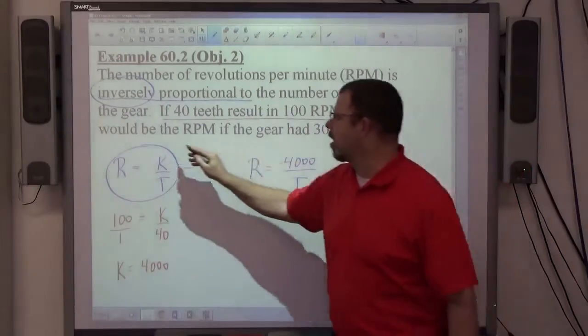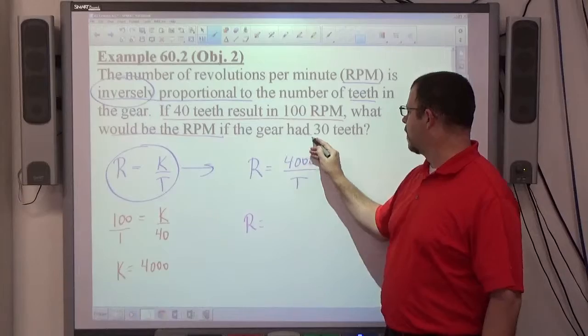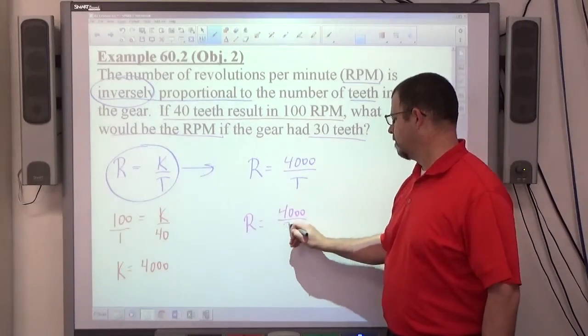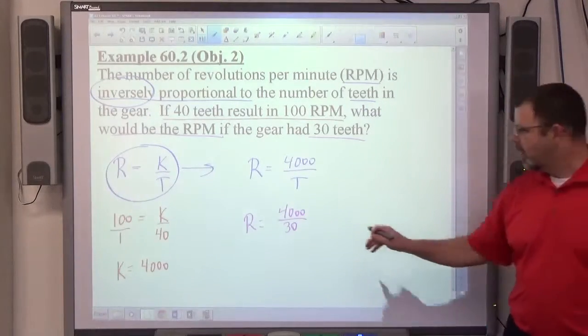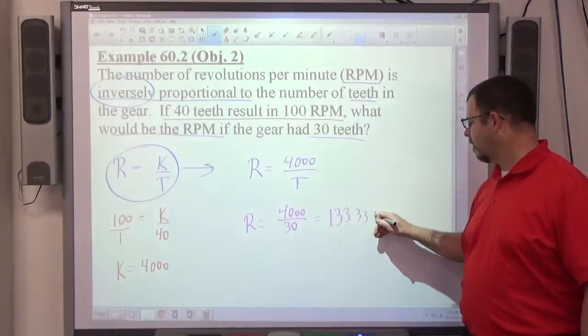It says, what would be the RPM? So in other words, what is R if the gear had 30 teeth? Okay, so 4,000 over 30, 133.33 RPM.